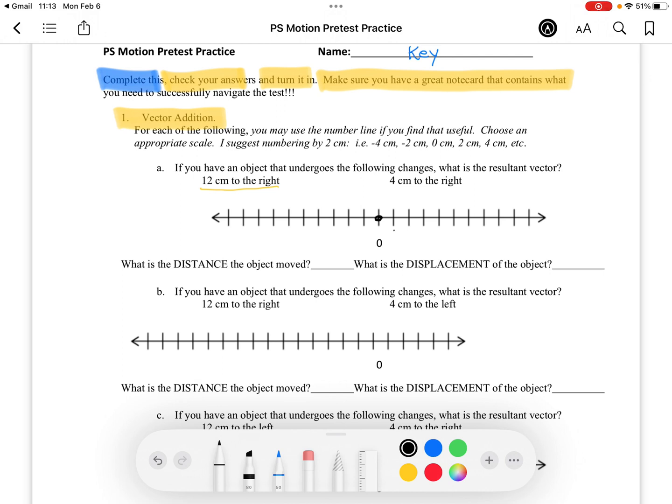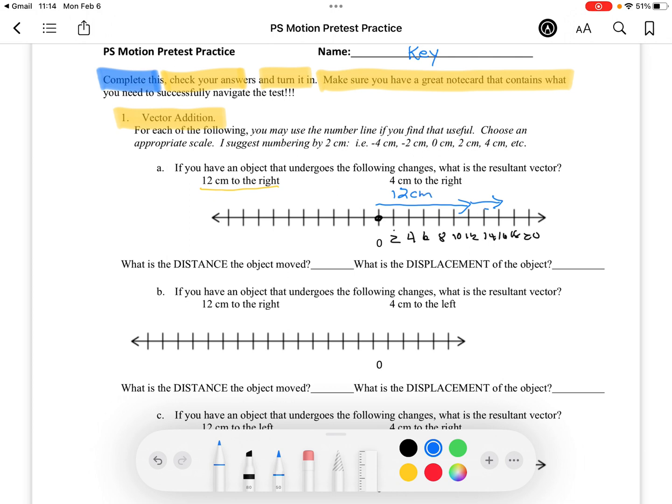First, vector addition. Vector addition is simply a number line. For our first problem, I'm asking you to do 12 centimeters to the right, and I'm going to start here at 0, and we're going to go by, and I told you to number 2, 4, 6, 8, 10, 12, 14, 16, 18, 20.